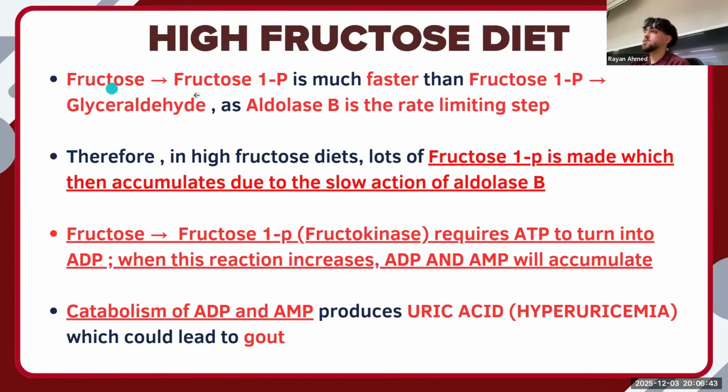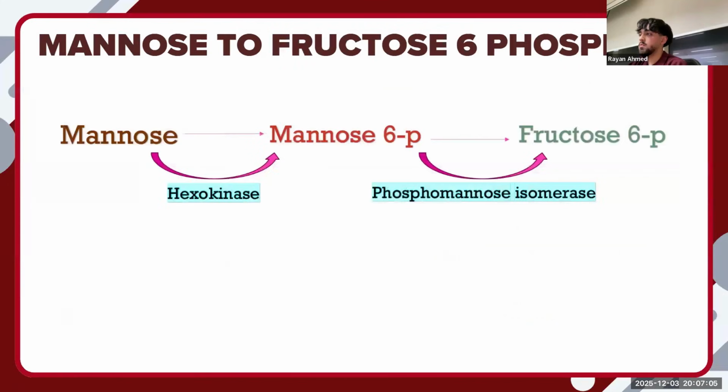As you guys can see, the fructose to fructose 1 phosphate step is much faster than fructose 1 phosphate to glyceraldehyde. So this is being accumulated because this is much faster than aldolase B, because that's the rate limiting step. Whenever you have high fructose diets, fructose 1 phosphate is accumulated because of aldolase B. So whenever you guys see high fructose diets, remember aldolase B is slow. That's why it's being accumulated.